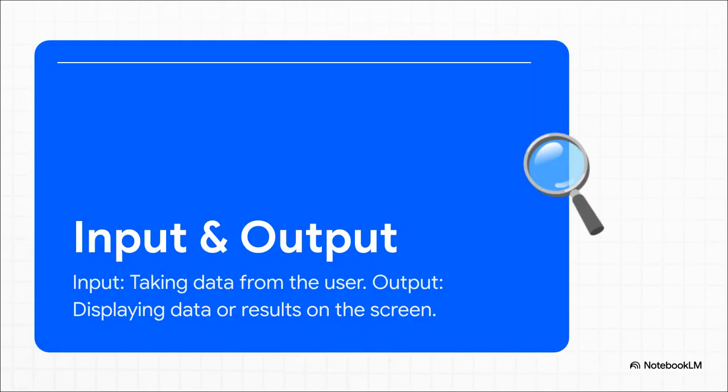And when it comes to programming, that conversation really just has two parts: input and output. Input is you, the user, giving the computer some information. And output is the computer talking back, showing you a result. You talk, it talks back. It's that simple. So let's start with the computer side of things.